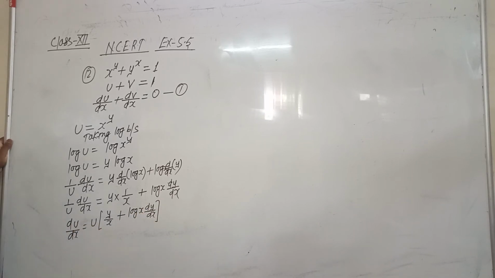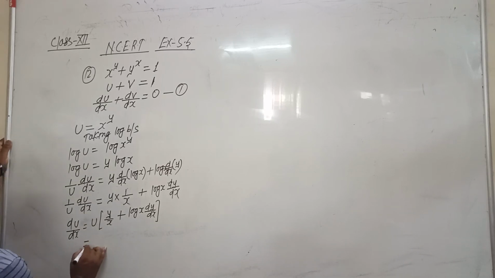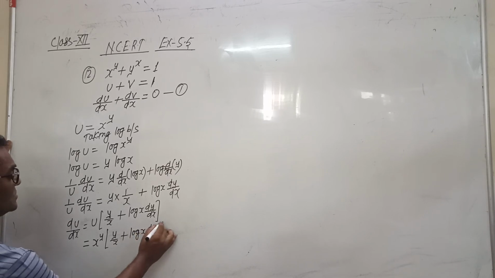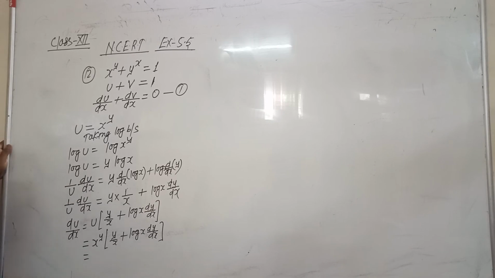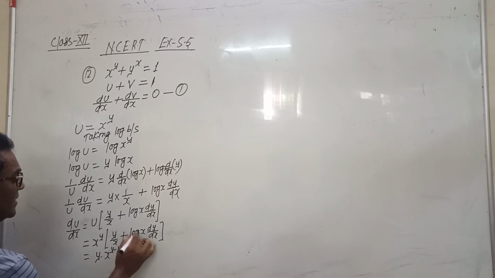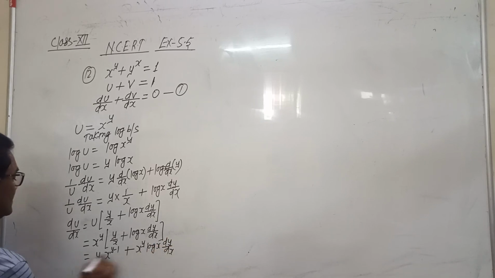Put the value of u. So the value of u is x raised to the power y, and y by x plus log x dy by dx. We remove this bracket, so x raised to the power y divided by x becomes y into x raised to the power y minus 1, plus x raised to the power y into log x and dy by dx. This is the value of du by dx.